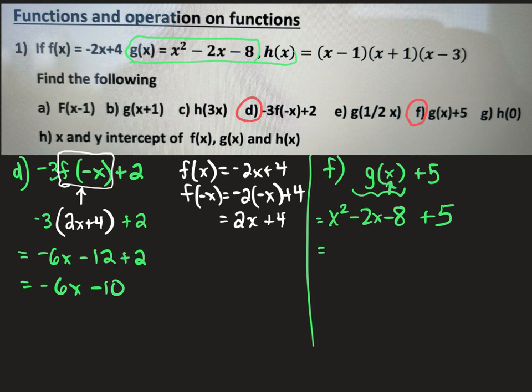And now we just add like terms. x squared minus 2x, negative 8 plus 5 is negative 3. And there we go. That should be your answer.